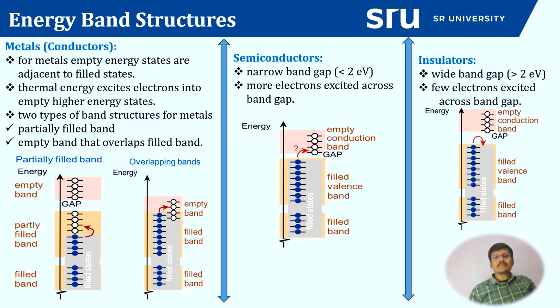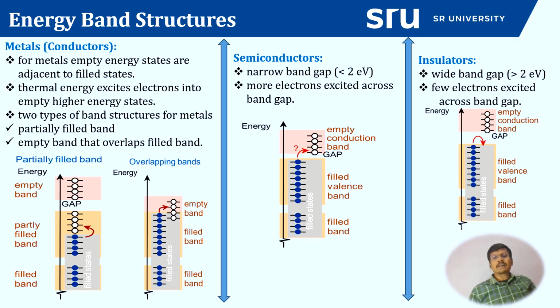This simple difference in band gap determines the electrical behavior of materials. Engineers exploit this principle extensively. For example, LED colors depend on the semiconductor band gap. A solar cell converts sunlight into electricity by exciting electrons across the band gap.